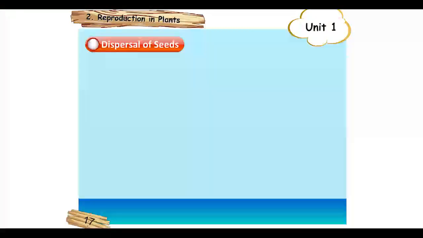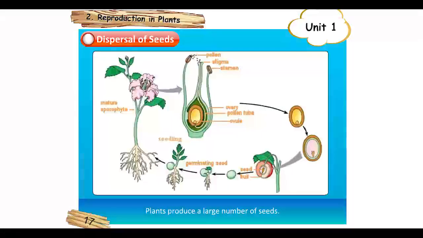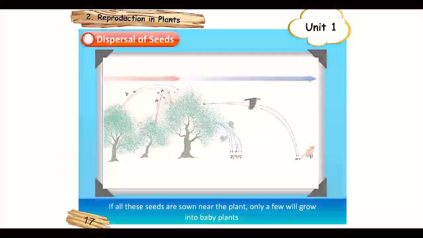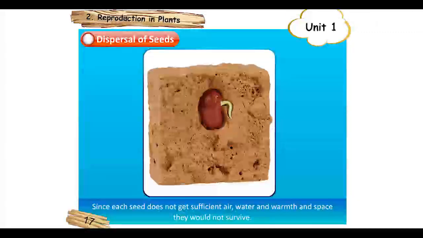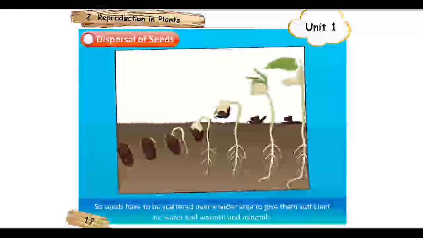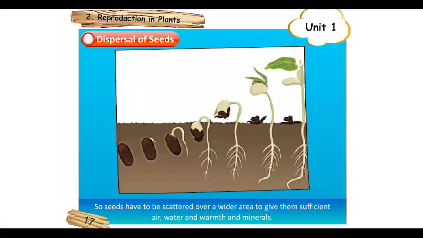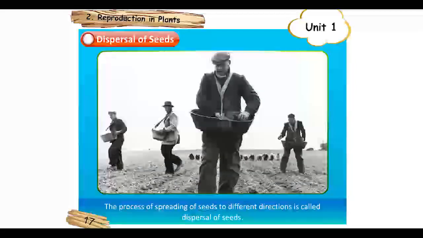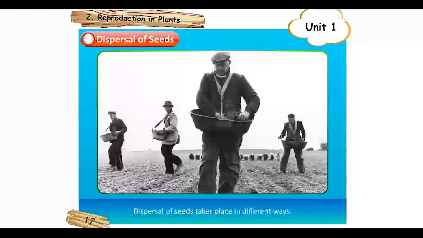Dispersal of seeds. Plants produce a large number of seeds. If all these seeds are sown near the plant, only a few will grow into baby plants. Since each seed does not get sufficient air, water, warmth and space, they would not survive. So, seeds have to be scattered over a wider area to give them sufficient air, water, warmth and minerals. The process of spreading of seeds in different directions is called dispersal of seeds.